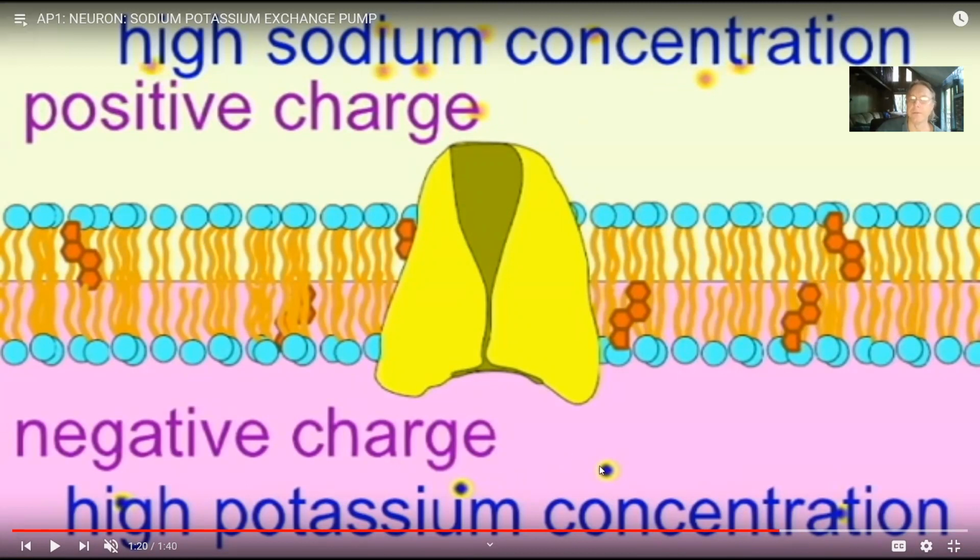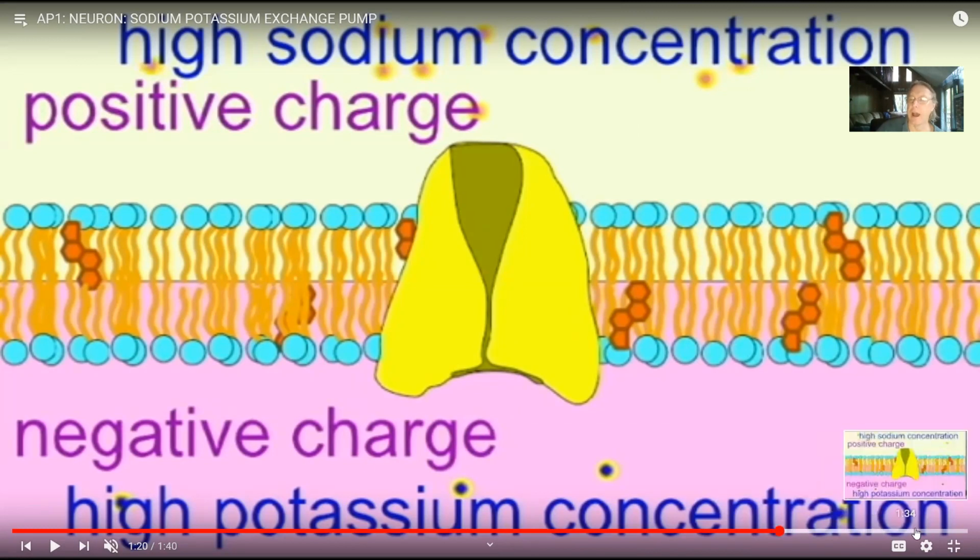And so both of these are positively charged ions. Potassium is positive, sodium is positive. But because we pump 3 positives out and bring 2 positives in, 3 positive sodiums leave, 2 positive potassiums come in. As a result, more positive charge leaves than comes in, and thus the outside of the cell has a positive charge, and the inside of the cell has a negative charge.